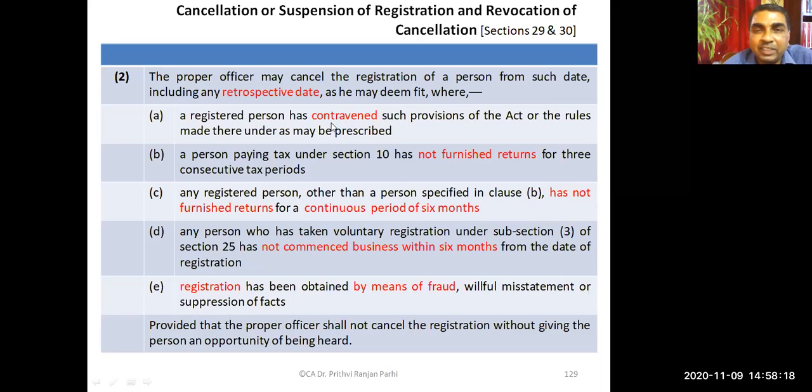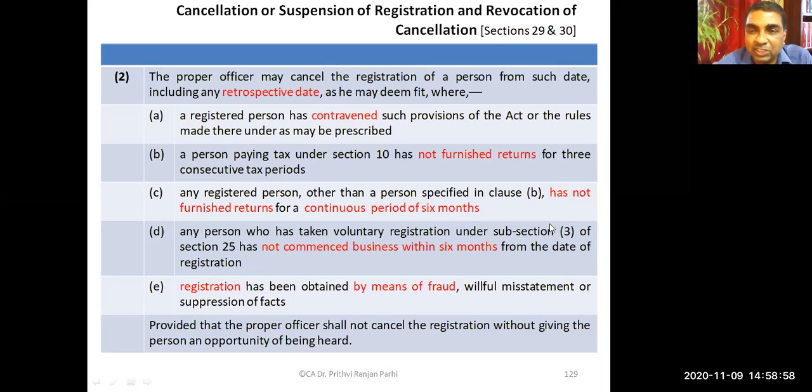The registered person might have contravened some of the provisions of the act. He might not have complied with some of the provisions. He might not have furnished returns for 3 consecutive tax periods, right? The first case talks about a person paying tax under section 10 who has not furnished returns for 3 consecutive tax periods. The second is a registered person, other than that case, who has not furnished returns for a continuous period of 6 months.